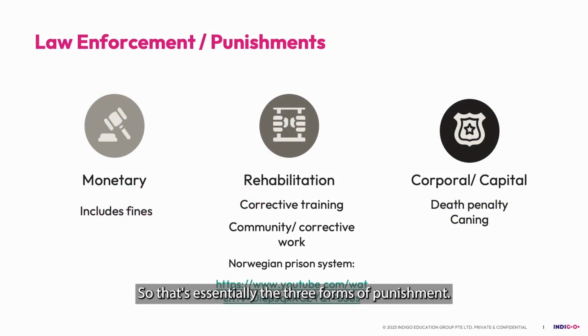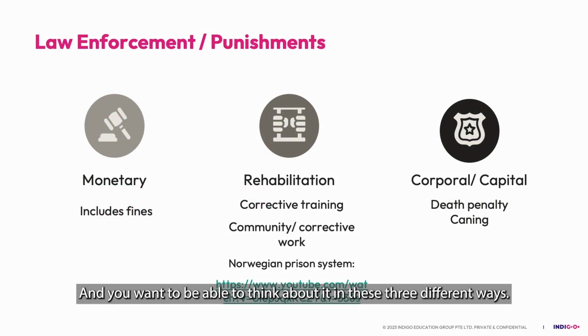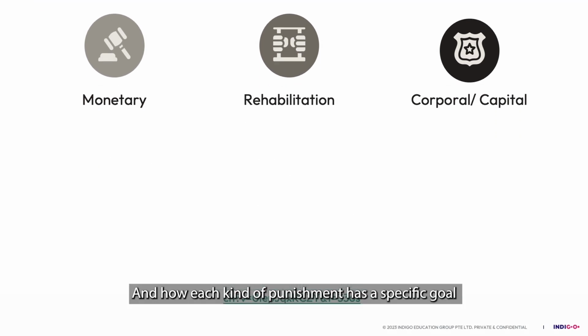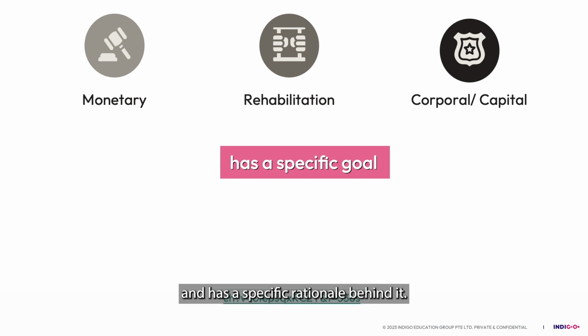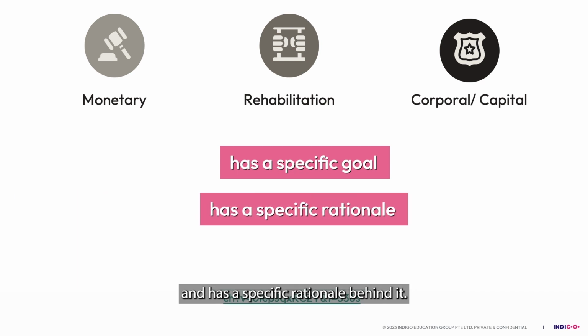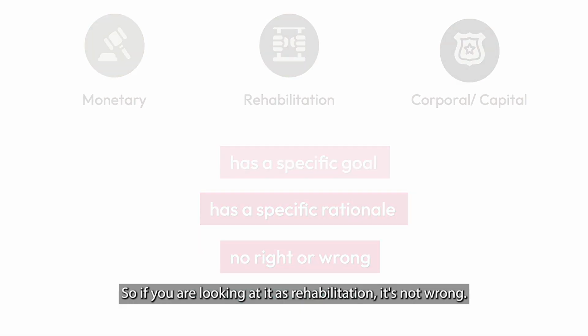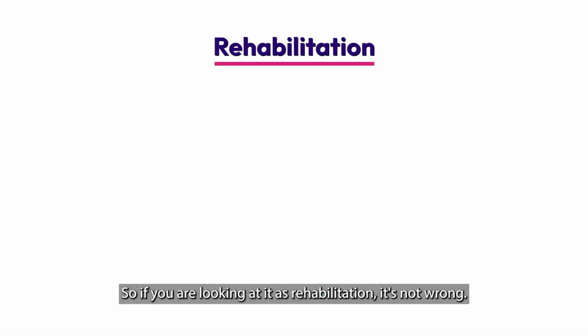So that's essentially the three forms of punishment, and you want to be able to think about it in these three different ways, and how each kind of punishment has a specific goal and a specific rationale behind it. None of them are wrong, right? So if you're looking at it as rehabilitation, it's not wrong.